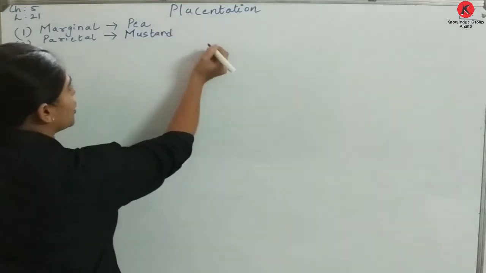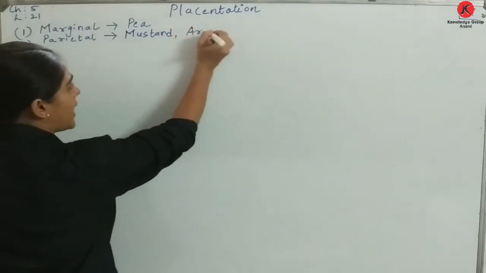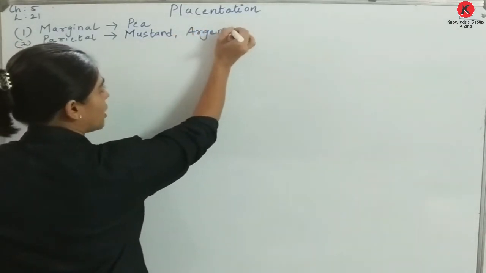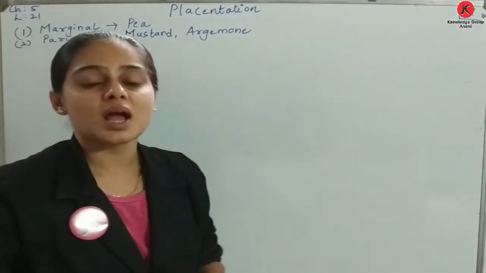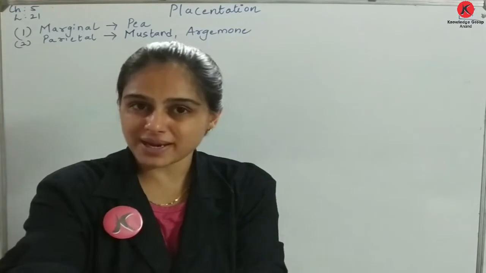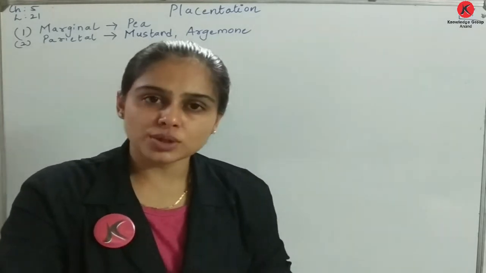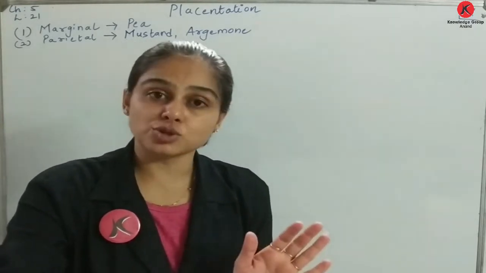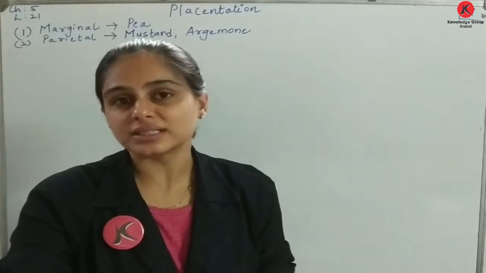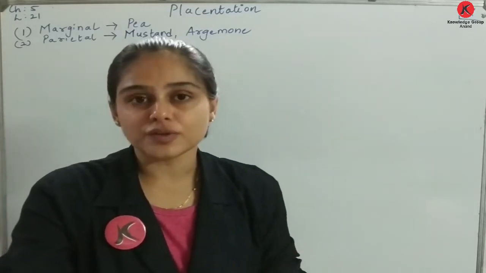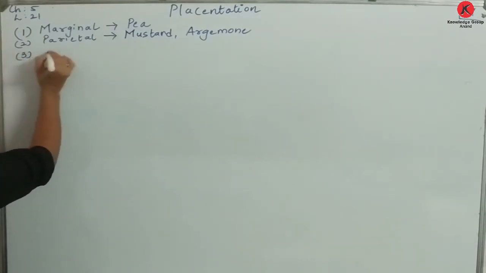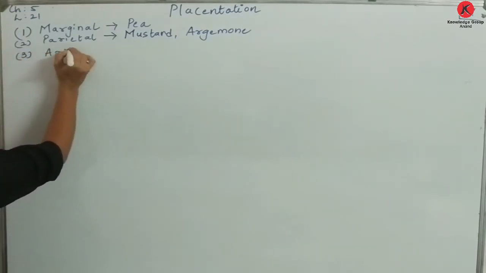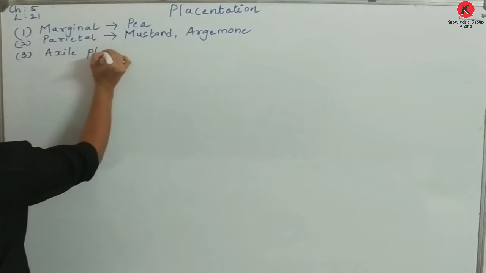So if I am talking about parietal, the examples given in our NCERT textbook are mustard and Argemone. Apart from this, what you should know are poppy and cucurbit. Am I clear? Okay. So dear student, we have understood this very nicely with the diagram. Now let's start with the third type of placentation, which is called axial placentation.